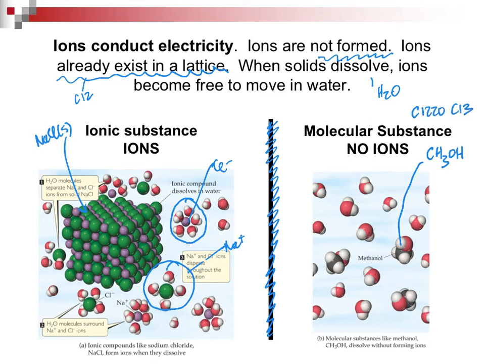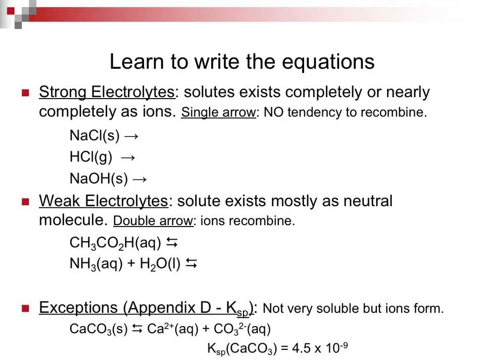So as you can see, you're getting information here, not a lot, but what you want to do is pick up the difference between something that is ionic and makes ions and something that is molecular and has no ions whatsoever. So it's in section 4.1. We want to teach you to write the equations that you will use later in this chapter.